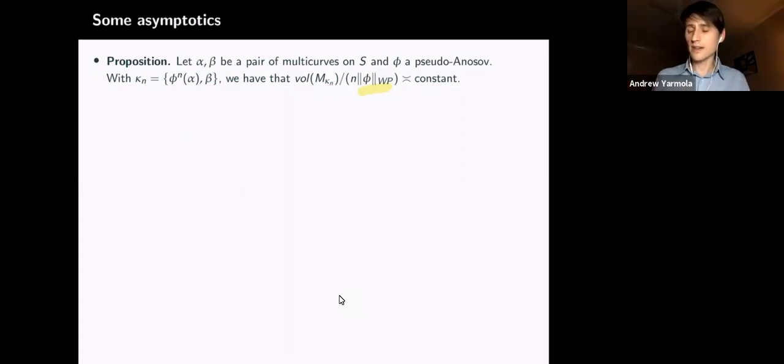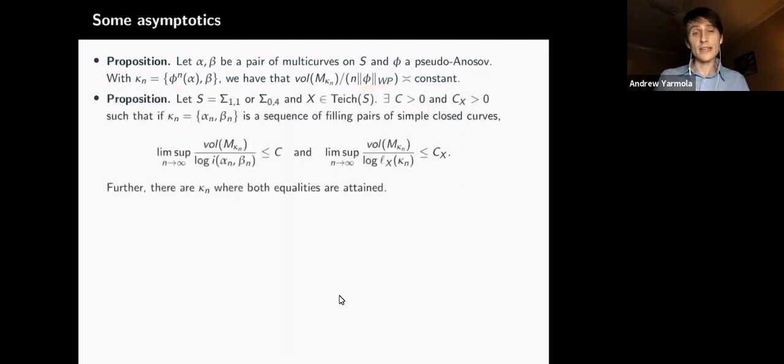So that's sort of a nice first example. Another thing you could look at is the special cases. In the special case of the once-punctured torus and the four-punctured sphere, we can actually give you some nicer bounds.